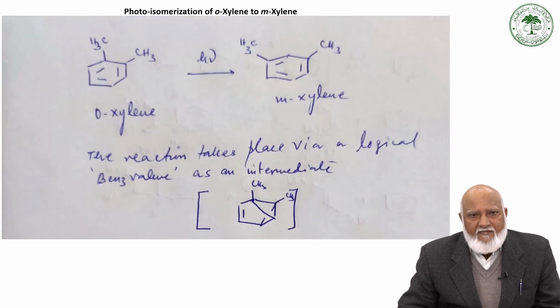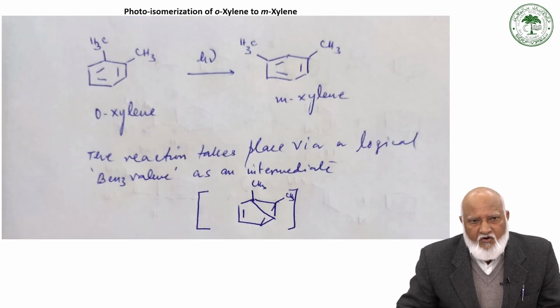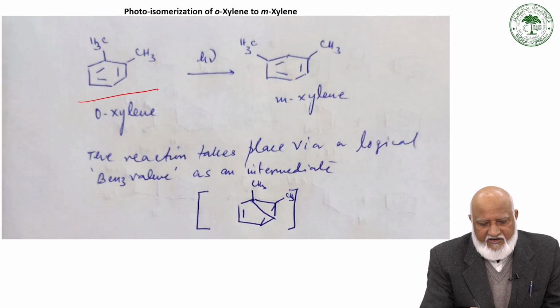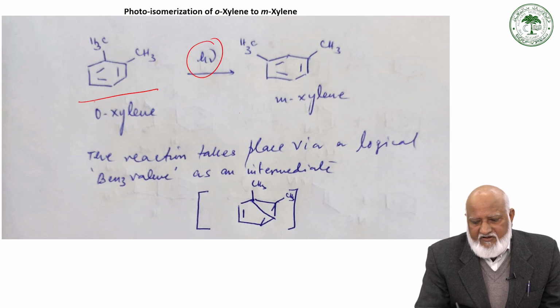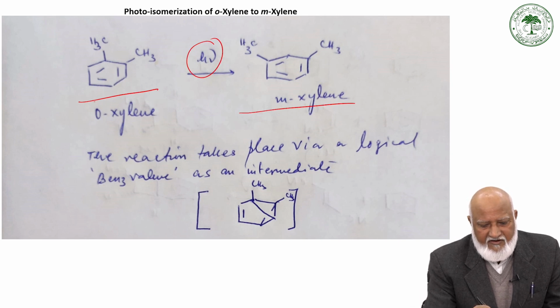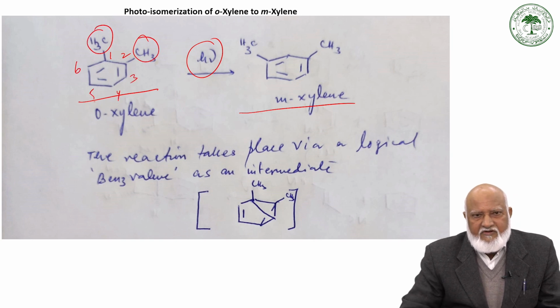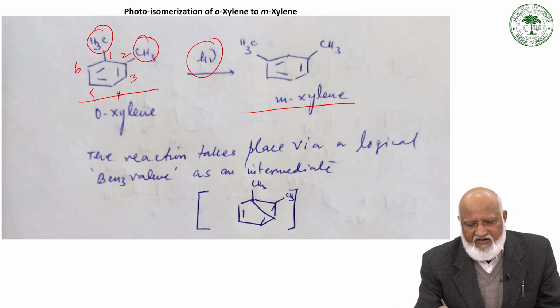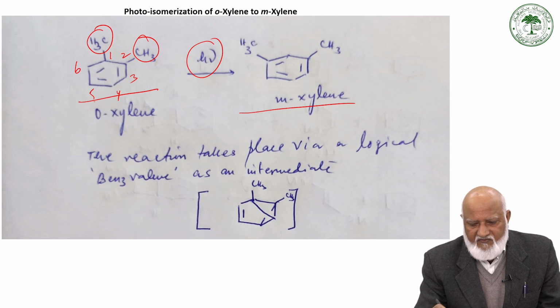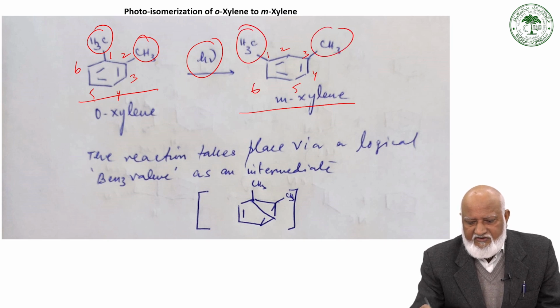There is another example of the photoisomerization of orthoxylene. Orthoxylene under photolytic condition gives metaxylene. So you can have 1, 2, 3, 4, 5, 6, disubstituted at the 1, 2 position. Now, after rearrangement, it's better to start from the substituent 1, 2, 3, 4, 5, 6. So we have a substituent at the 1, 3 position.